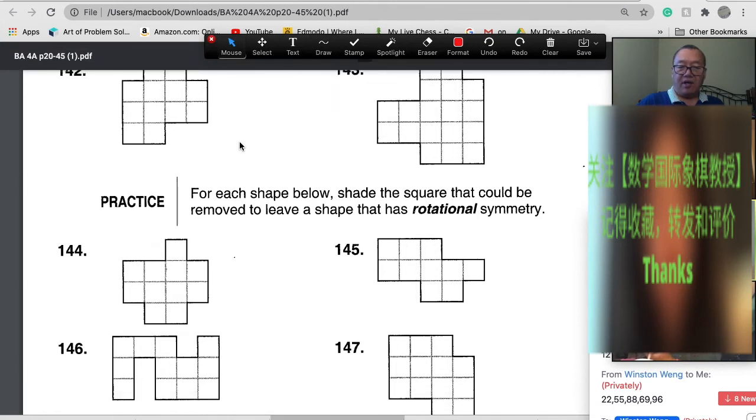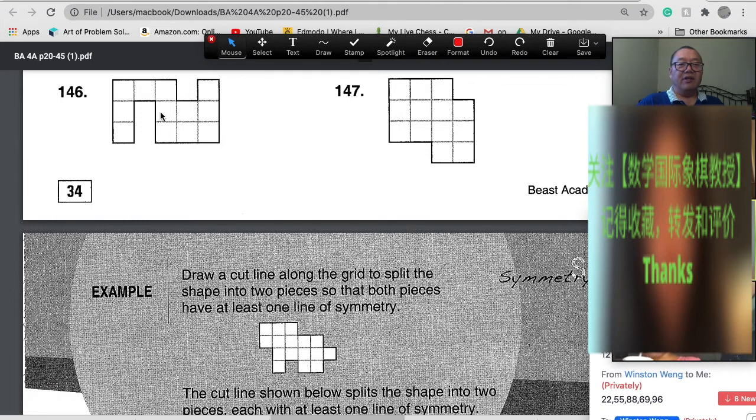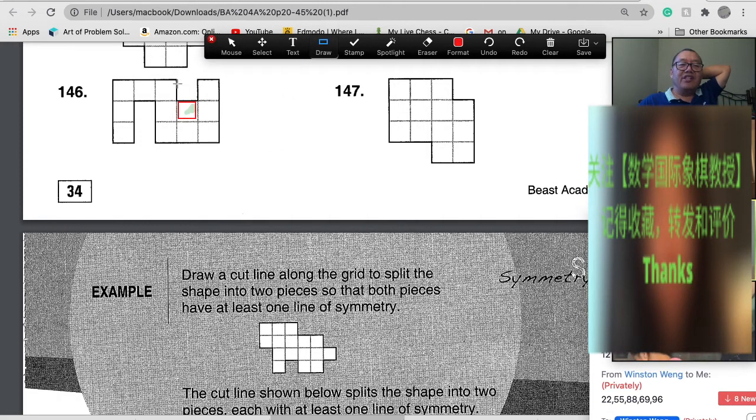Now let's see 146 and 147. So 146, remove which one to make this shape rotational symmetry? Yes, Audrey, you're right. Take this one away. Then you change this one into something like digit 2. You know digit 2, we already know it has rotational symmetry. Okay, now let's work on 147. Which one? Okay, Olivia. Yeah, that's right. Remove that square, then this shape has rotational symmetry. Take this one away, then your answer is right.